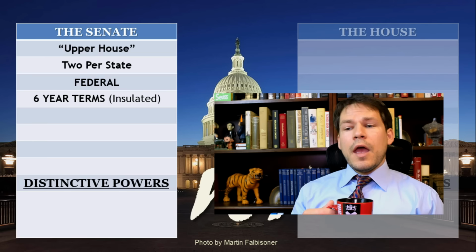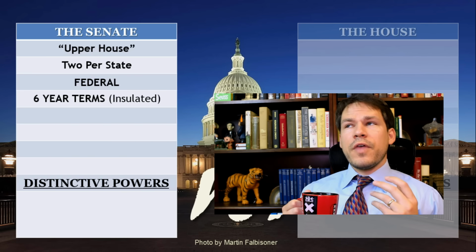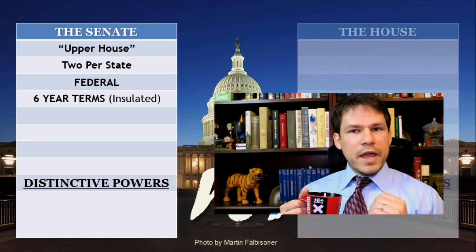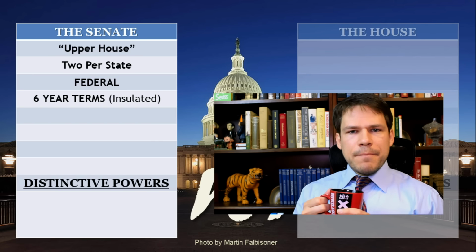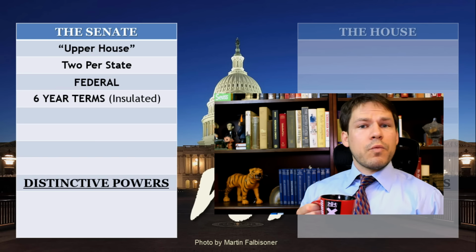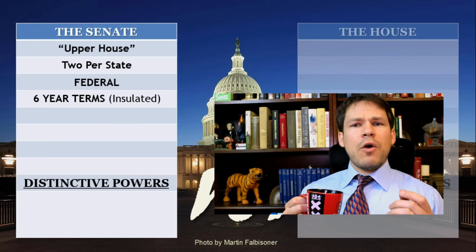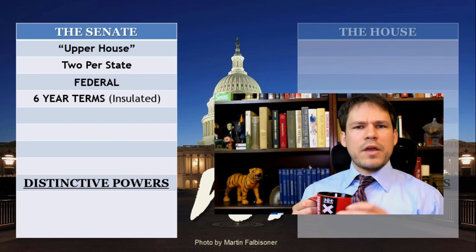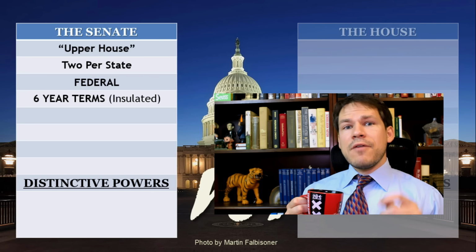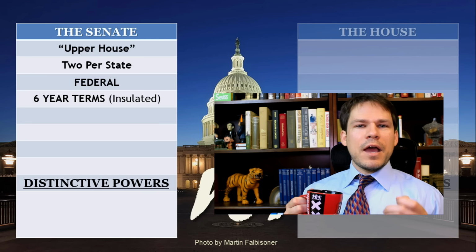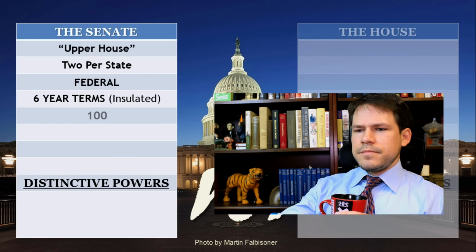6-year terms. The intent of the framers was that the Senate would be an insulated body where they could debate the questions of the day and treaties and foreign relations and all of that kind of stuff in the style of the Roman Senate, but without the constant interference of public opinion, so that the senators can do what's best for the country, even if it may not be immediately popular.